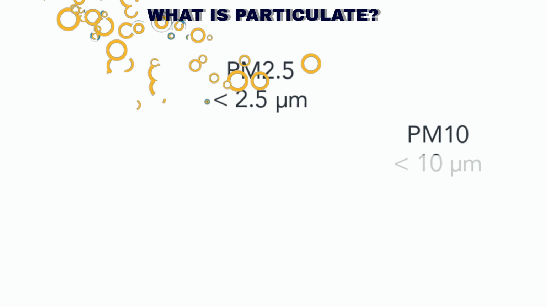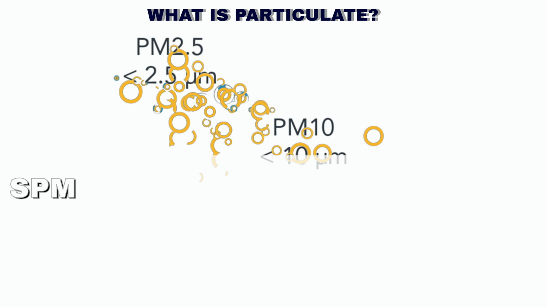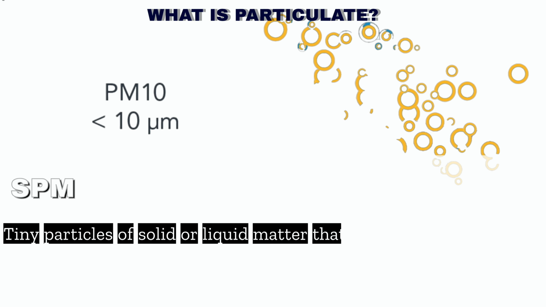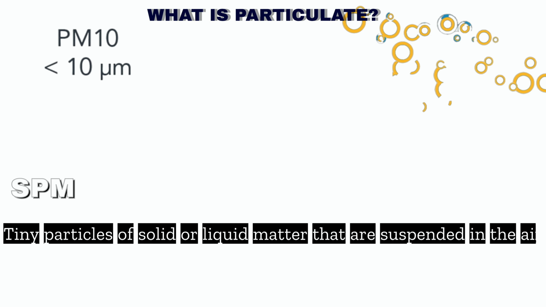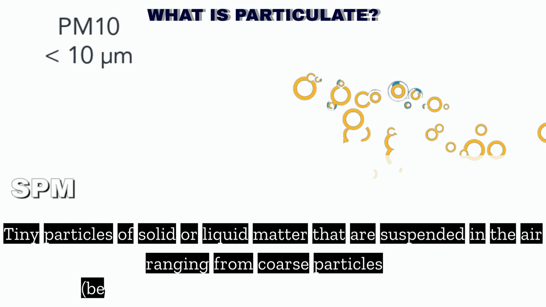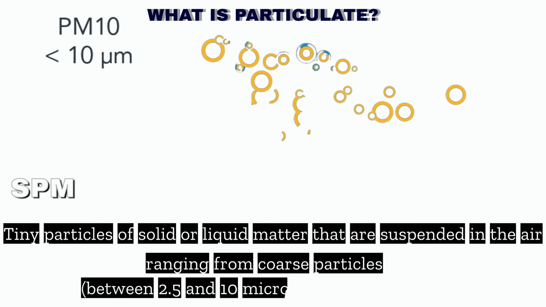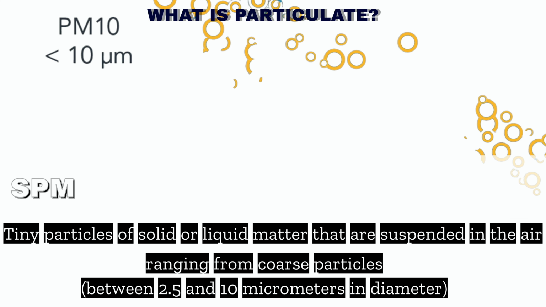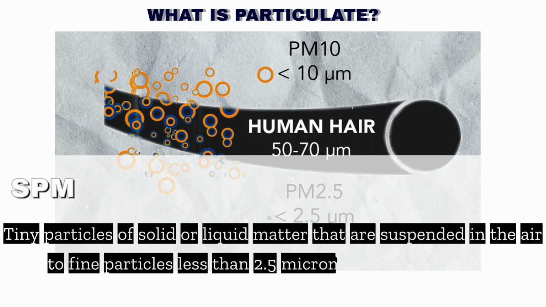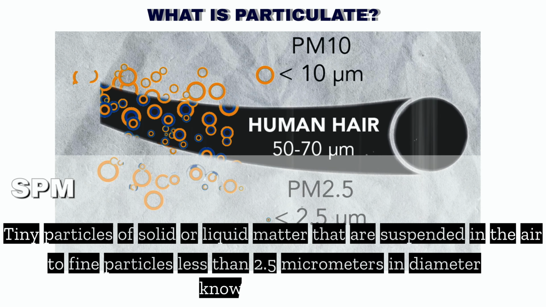Particulates, also known as suspended particulate matter (SPM), are tiny particles of solid or liquid matter that are suspended in the air. SPM includes particles of different sizes, ranging from coarse particles between 2.5 and 10 micrometers in diameter to fine particles less than 2.5 micrometers in diameter, known as PM2.5.